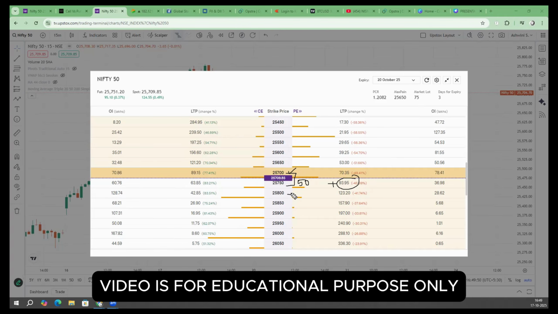And 25,800 has a difference of about 100 rupees, and it would be about 23 rupees as theta value, as time value. At 25,900, obviously 200, it can add plus 3 rupees there. So it is at an exact value where you can buy into. That is what I'm talking about. You have to know what the intrinsic value is and what the time value is.